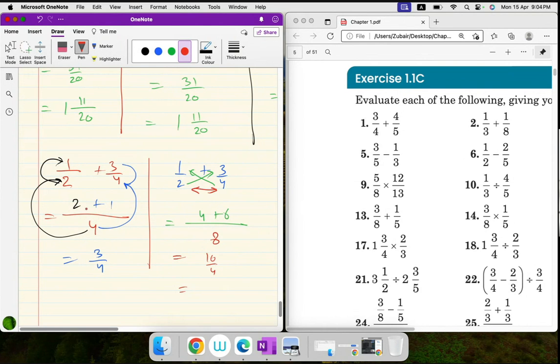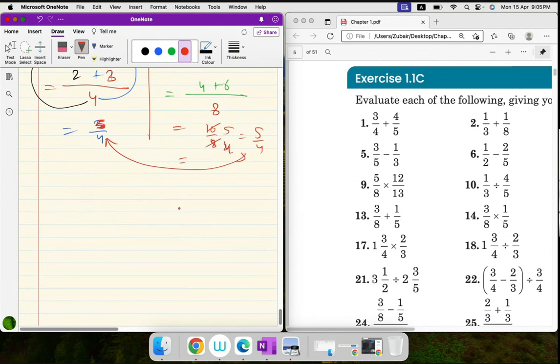Let me quickly check this. LCM of 2 and 4 was 4. 4 divided by 2 is 2, 2 ones are 2. Sorry, this was 3: 4 divided by 4 is 1, 1 into 3 was 3. So 3 plus 2 is 5, so it should be 5 by 4. And on the right hand side, 2 twos, 2 fives, 8 and 4. So we get 5 by 4. Both answers are the same.